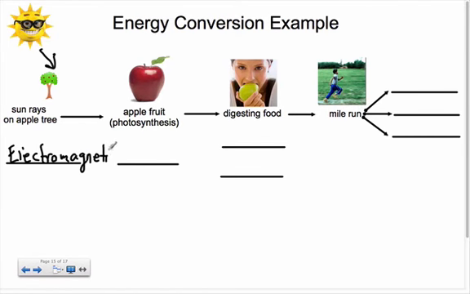Okay, and then when we have the apple, it's created through chemical energy. And then when it's digested, we have to use mechanical energy to eat it. But I want you to write another one in there. You only have one blank. We also have chemical when we digest it.